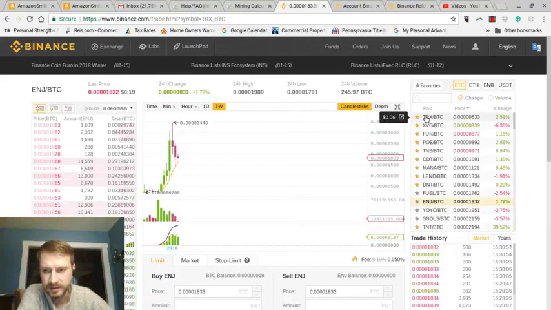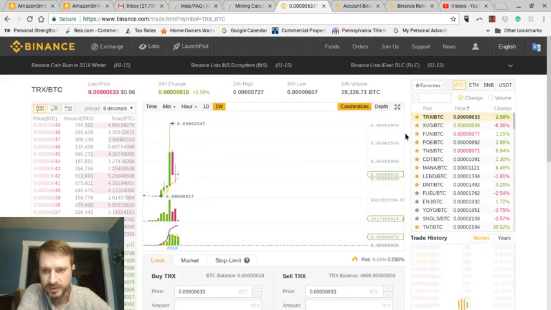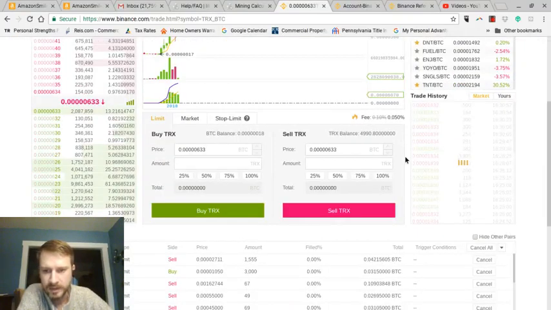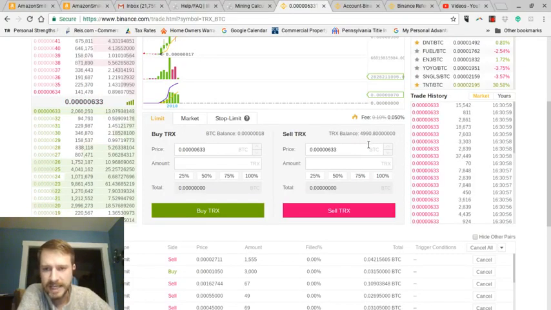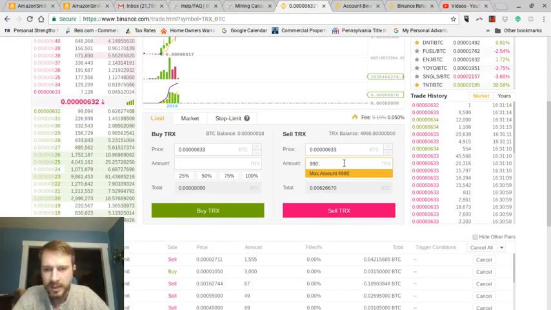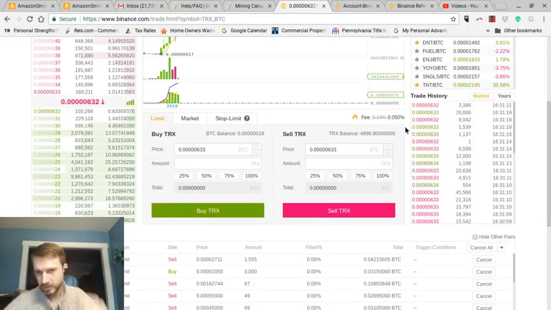So let's take a look at some of the coins I'm holding. We're going to take a look at Tron here. So you see I'm holding 4,990.8 Tron. If I want to sell 990.80, it's not going to let me do it. It doesn't let me put that 0.80 in there. I have no idea why, but it's annoying to me because what's going to happen to those decimals if I want to liquidate my assets here?